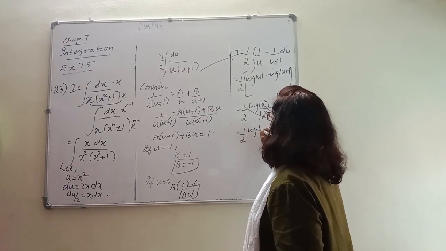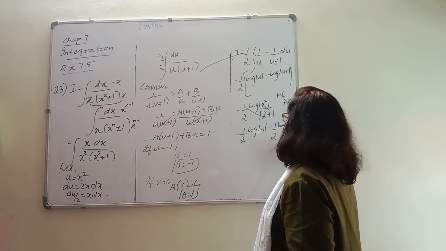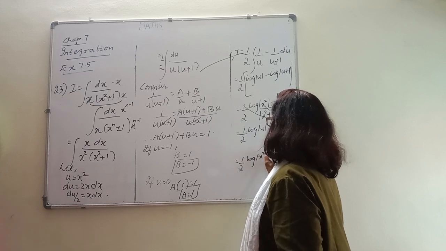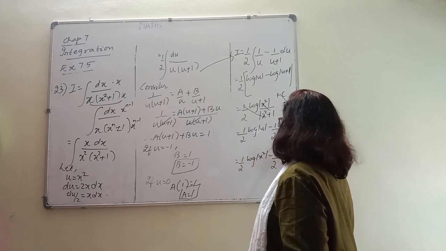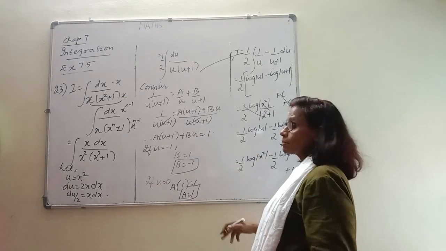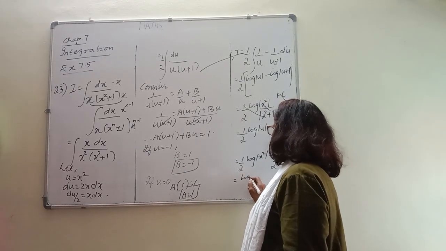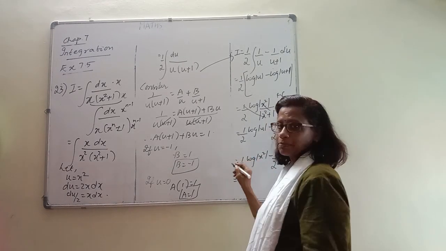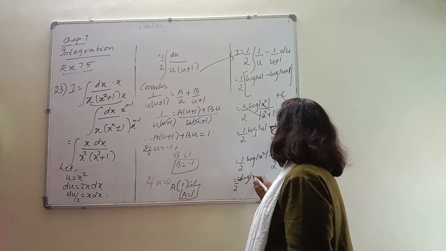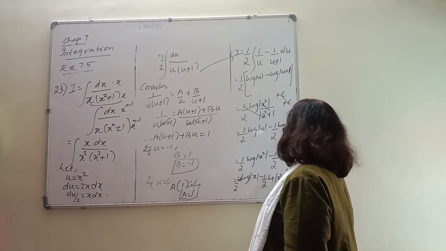Half log modulus u minus half log modulus u plus 1, plus C. Reverting back, half log modulus x squared minus half log modulus x squared plus 1, plus C. You know that the exponent always multiplies. Log a raised to m is m log a. So like that, this 2 will get multiplied here. So once, if I want, I will show you, half times 2 log modulus x minus half log modulus x squared plus 1, plus C.